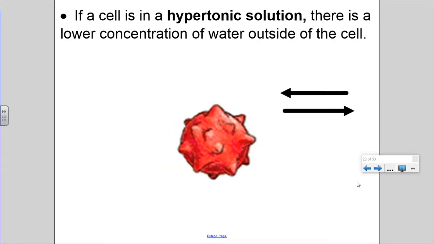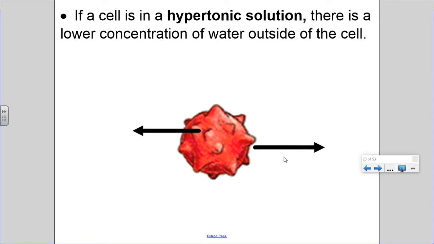Okay, and then we get to a hypertonic solution. This means the solution that is around this cell has a lower concentration of water, so water will go from the inside to the outside of the cell. So in this case, water is moving out from a high concentration, so there's a lot of H2O in this hypotonic solution, to the outside where it is hypertonic.